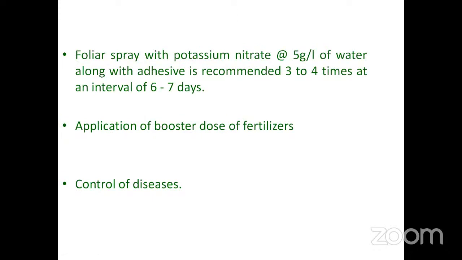Apart from that, foliar sprays should also be given with potassium nitrate at the rate of 5 grams per liter, and application of a booster dose. After flooding, we have to drain the water and allow the field to dry for 2 to 3 days. After that, a booster dose of fertilizer at the rate of 100 grams urea and 80 grams potash should be given as an additional dose. Apart from that, we have to control diseases like Sigatoka and also rhizome rot disease.